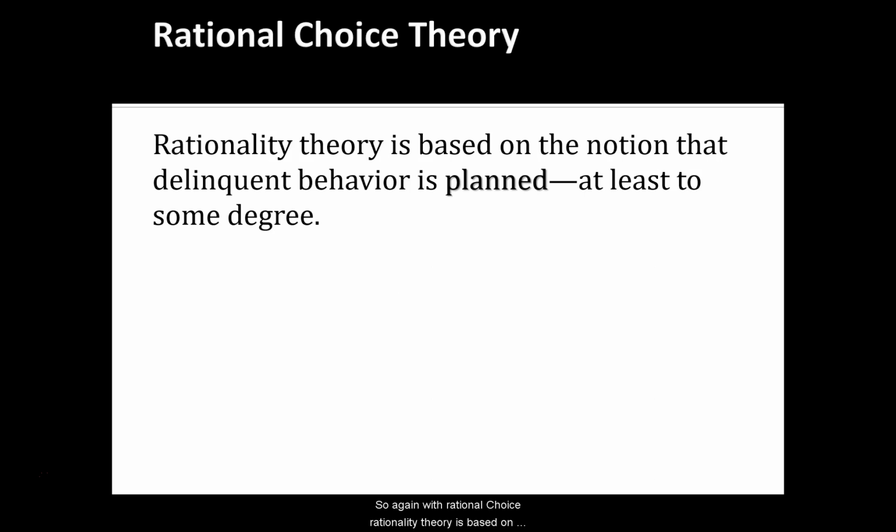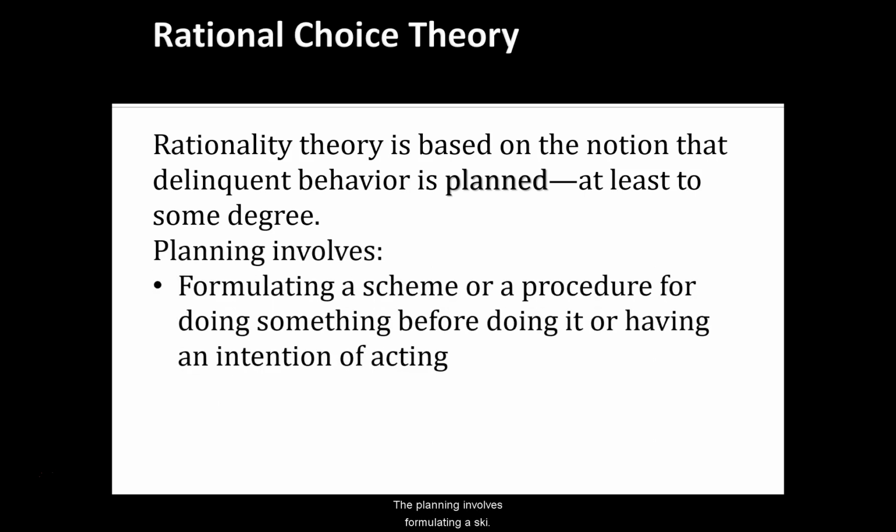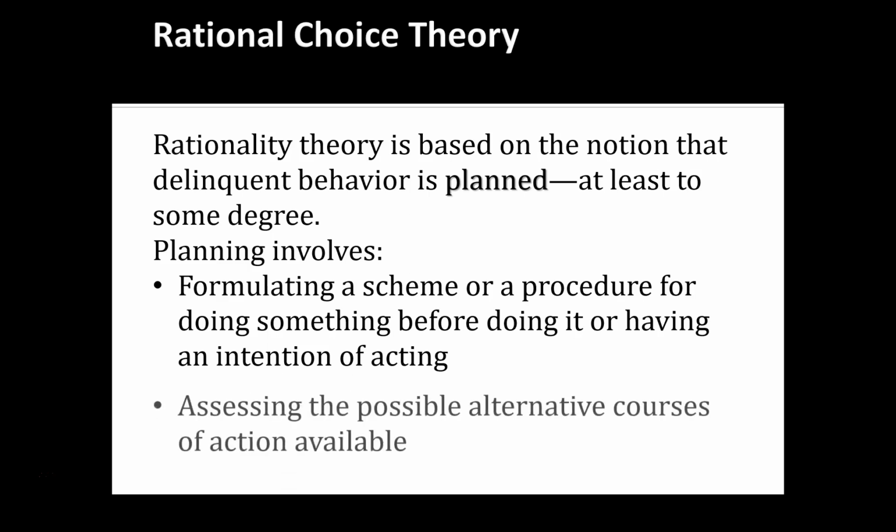So, again, rational choice theory is based on the notion that delinquent behavior is planned, at least to some degree. They won't come out and say that it's 100%, but at least to some degree it's planned. And the planning involves formulating a scheme or procedure for doing something before doing it or having an intention of acting, kind of like first-degree murder. If you show that someone committed first-degree murder, it was premeditated, it was well thought, it was planned. Now, not getting into the criminal law factor, it's a different class. But again, I think you get the point.